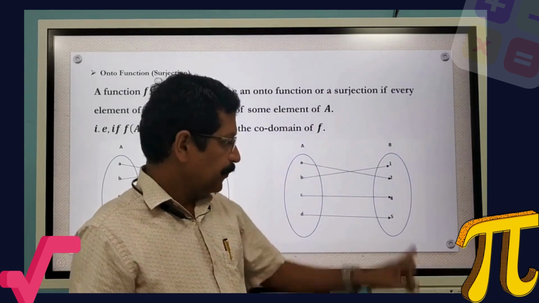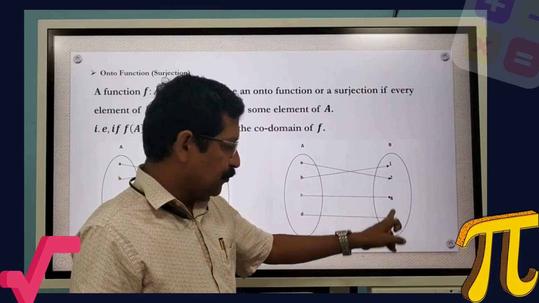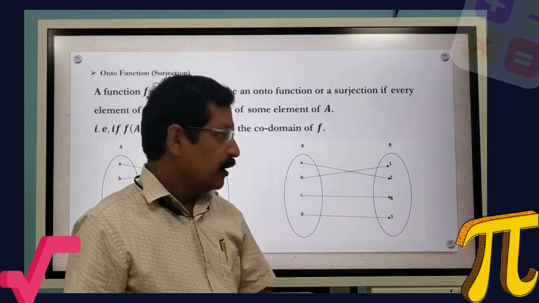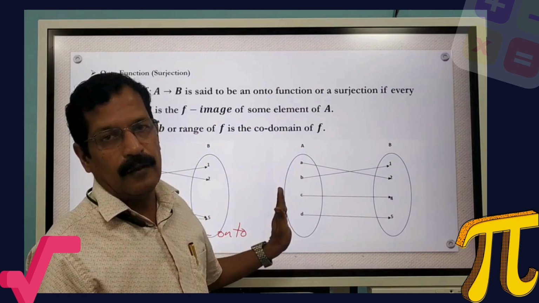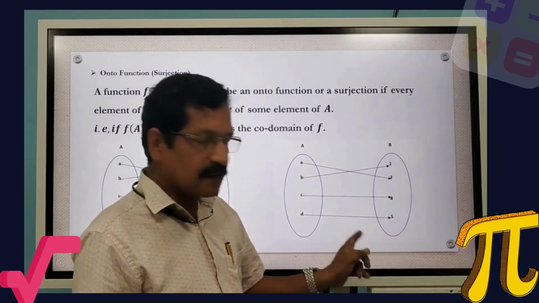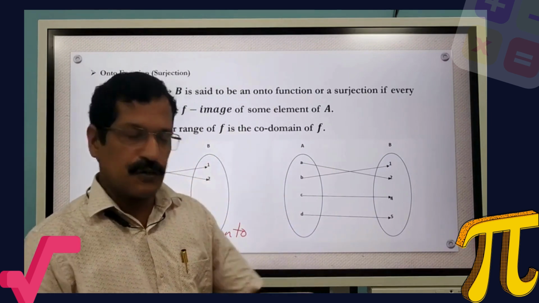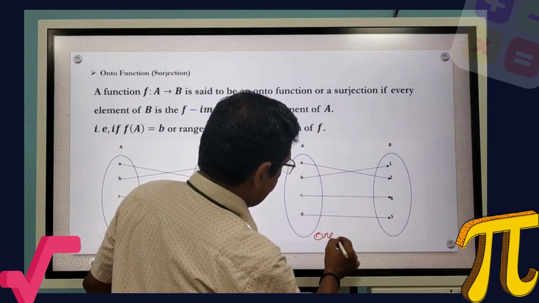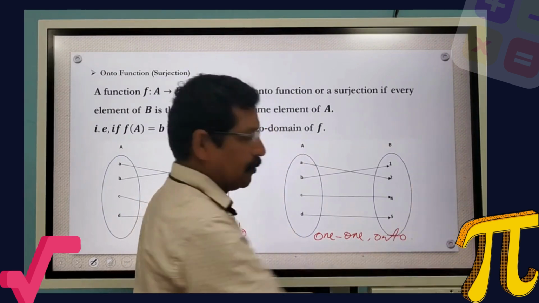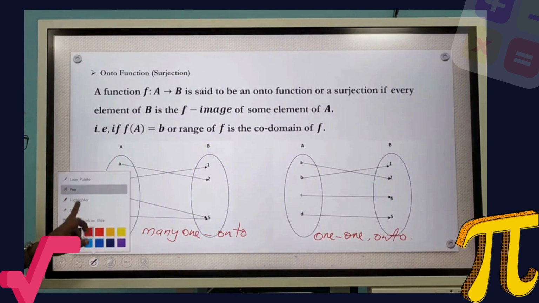Let us discuss the next arrow diagram. A and B be two sets. The set B contains elements 1, 2, 4, 5. a is mapped to 2, b is mapped to 1, c is mapped to 4, d is mapped to 5. Every element of B has some pre-image in A, so it is onto. Also, different elements in A are mapped to different elements in B, so this is one-one also. So it is one-one onto, injective and surjective. So this is one-one and onto.